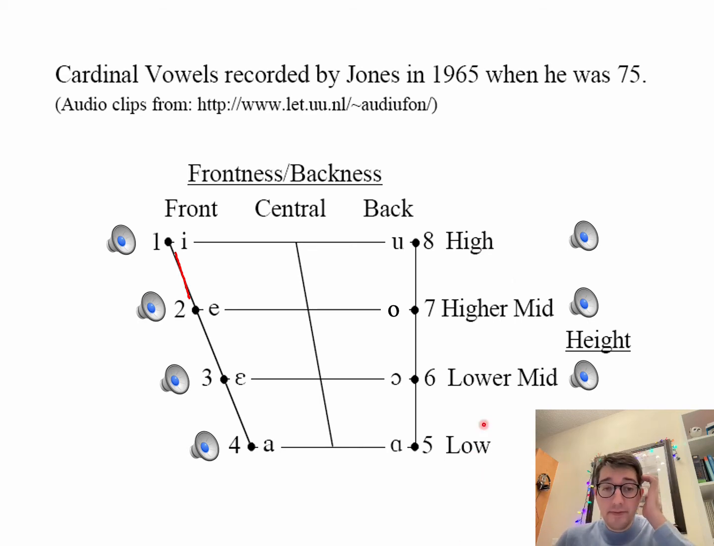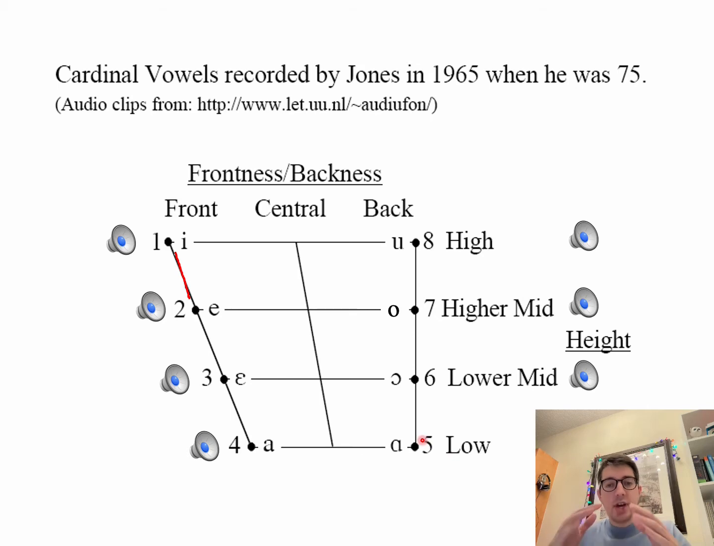Jones, yeah, number 5. I have to say that number 5 is actually unrounded, contrasting the lip movement from the rest of the back vowels. So you have rounded vowels from 6 to 8, but number 5 is actually unrounded, which will become important for the secondary cardinal vowels.